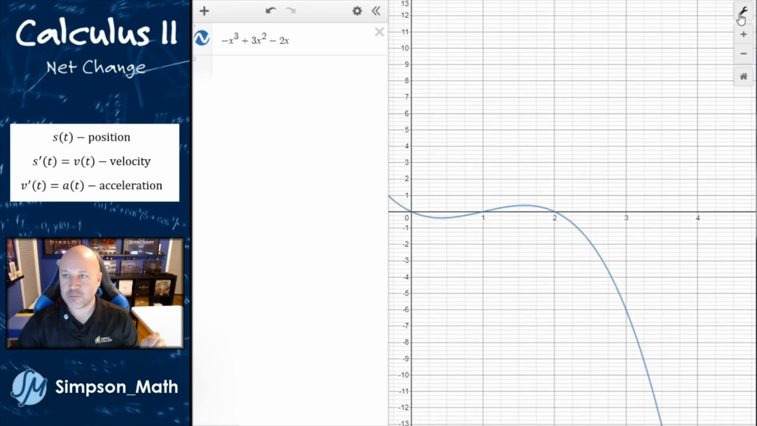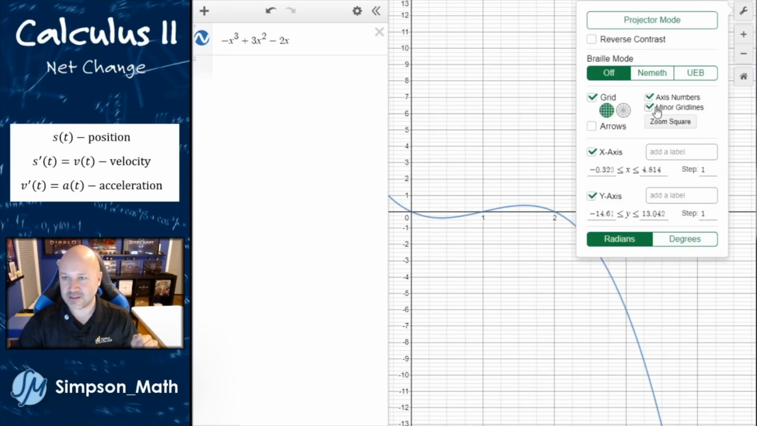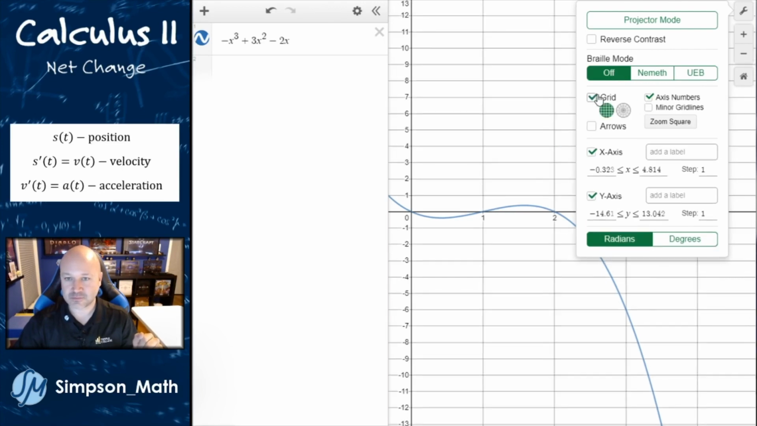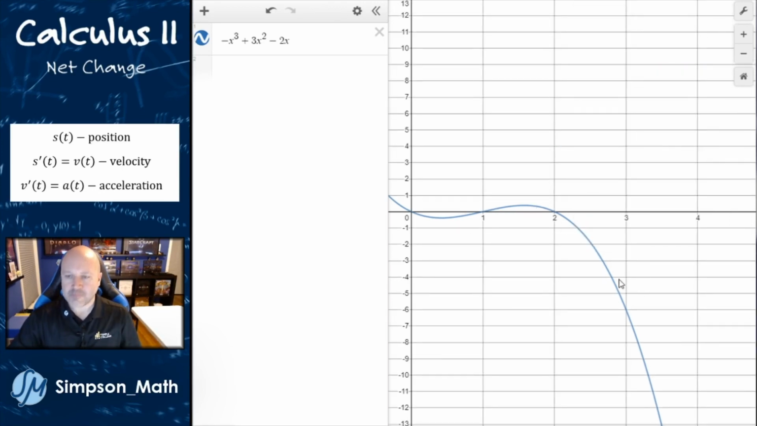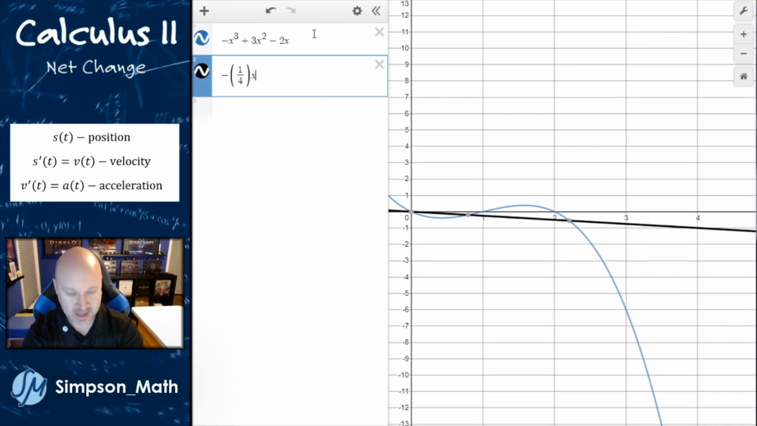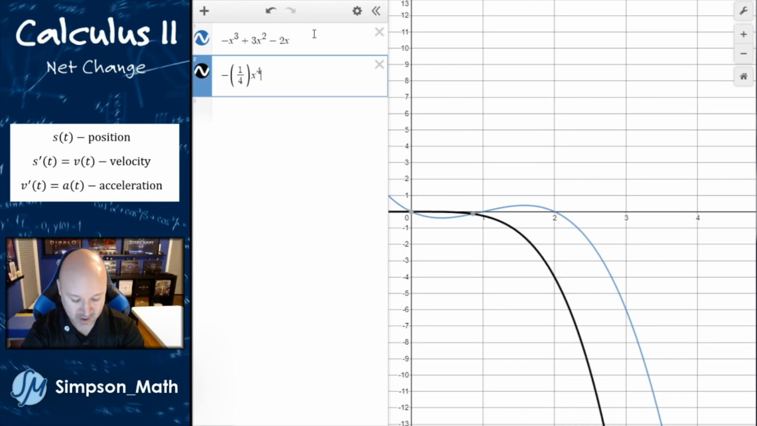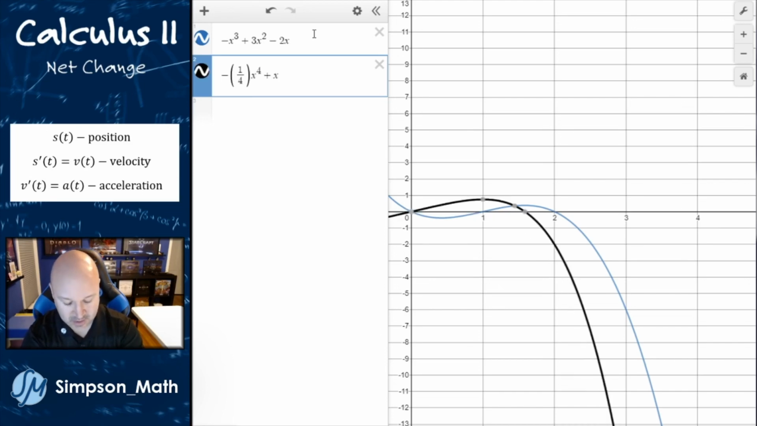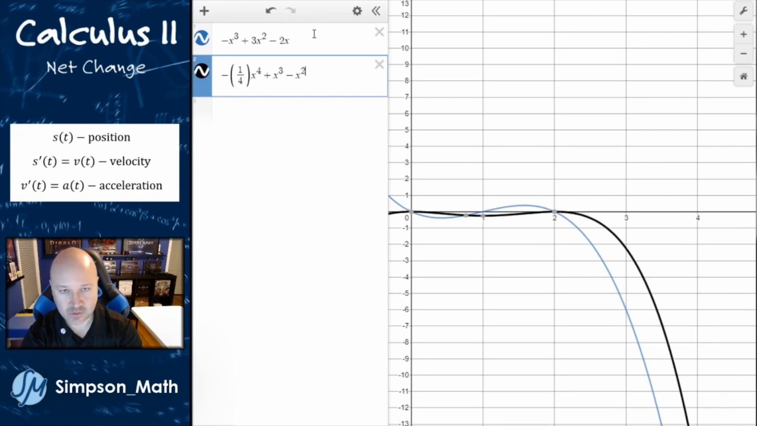We said from 0 to 3, it looks just like that. Perfect. Now, I'm going to graph the position function, which we just calculated twice, and we said it is negative 1/4 x to the 4th power plus t to the 3rd power minus t squared, and we had an initial value of plus 4.